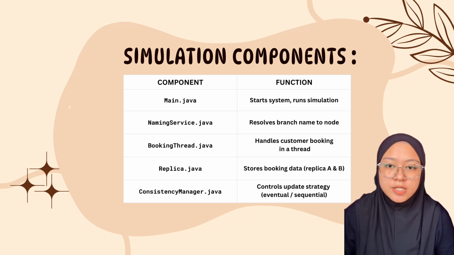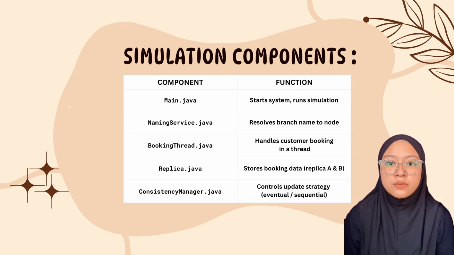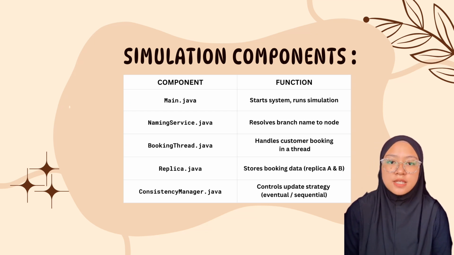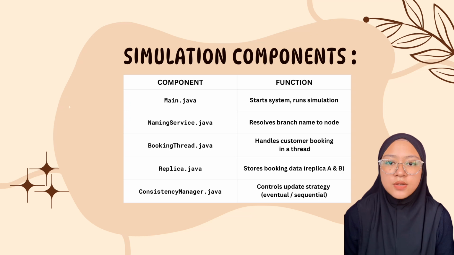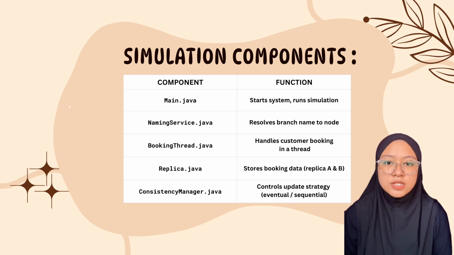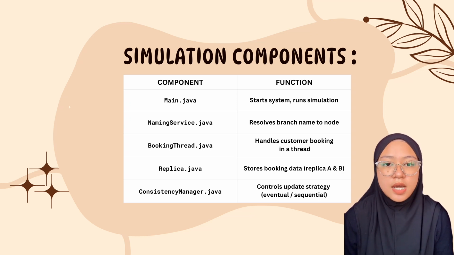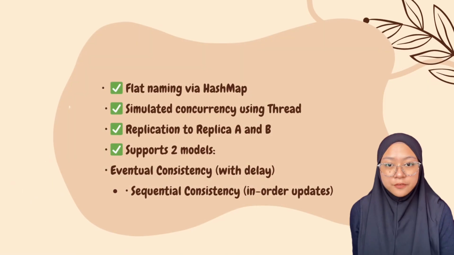Each booking is processed in a separate thread using bookingthread.java. The booking is saved into 2 data nodes or replicas using replica.java, and consistencymanager.java controls how and when the replicas are updated. The key features implemented.